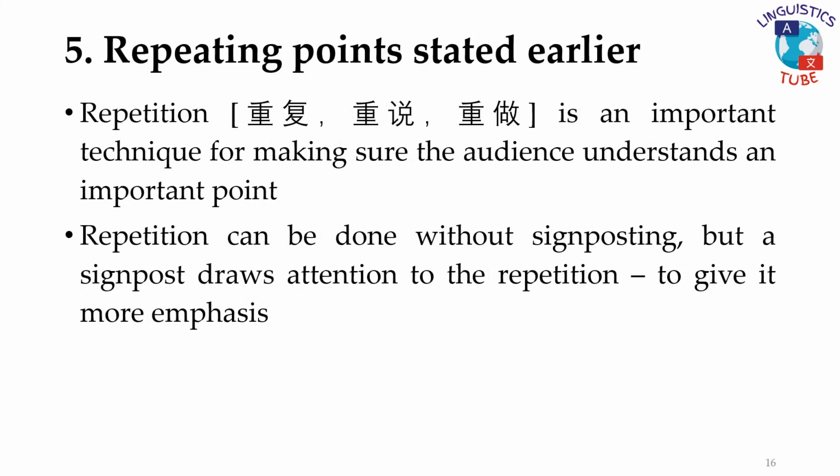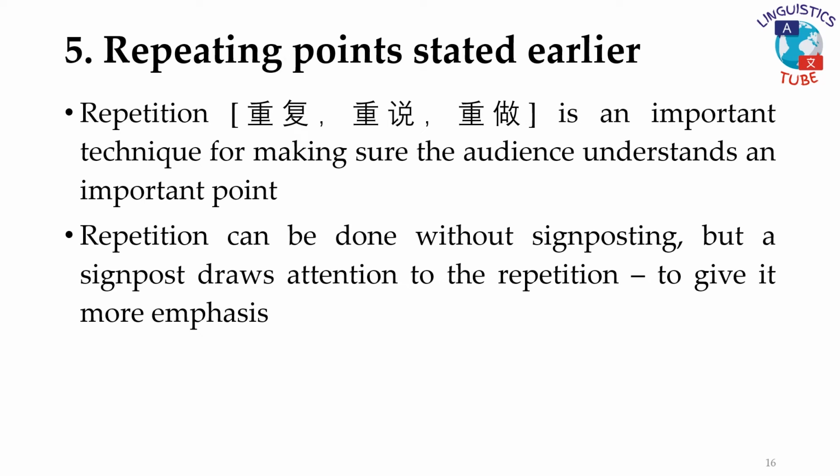The 5th type of signpost involves repetition. Specifically, you will tell the audience, through a signpost, that you will repeat a point that you stated earlier. In general, repetition is an important technique in public speaking for making sure that the audience understands an important point. Thus, it is very common to repeat something you have already said.